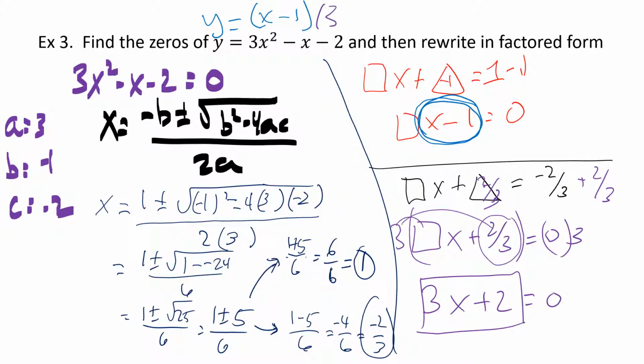So 3x plus 2. This quadratic we have rewritten into factored form by using the zeros that we could find by using the quadratic formula. It may not be the most efficient way of rewriting a standard form into factored form, but it's a way that might make more sense to you.